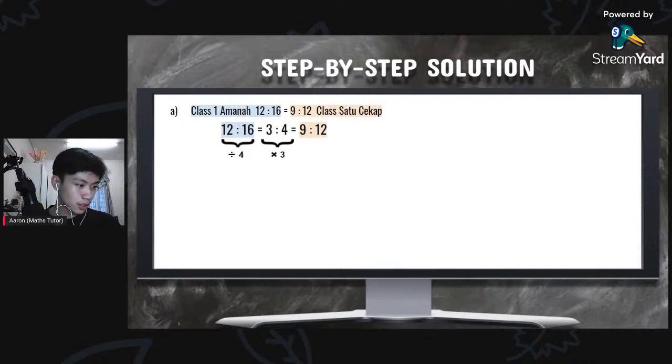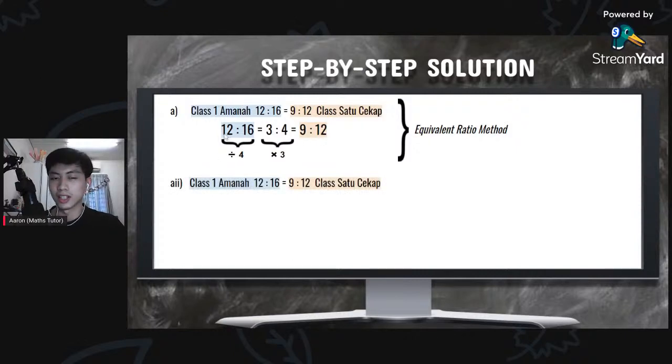Let me see the comments. Someone said ratio is our nisbah. Yes, correct, it is called nisbah. If you don't understand, you can type in the chat box. So you can get 9 ratio 12, and we call it the equivalent ratio method. Maybe you think this one is a bit hard, trial and error. So I have a second method.